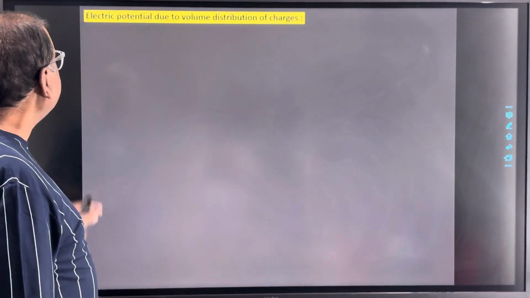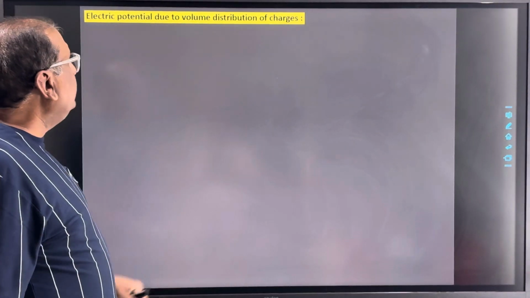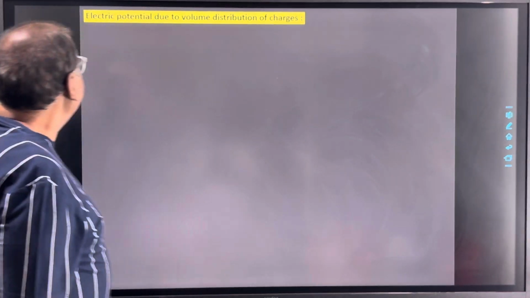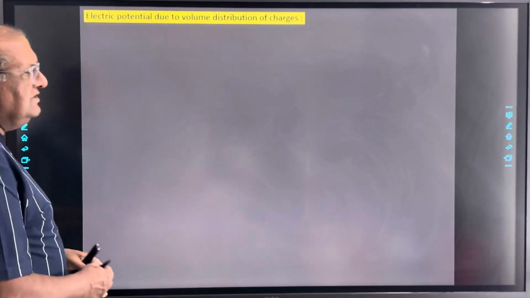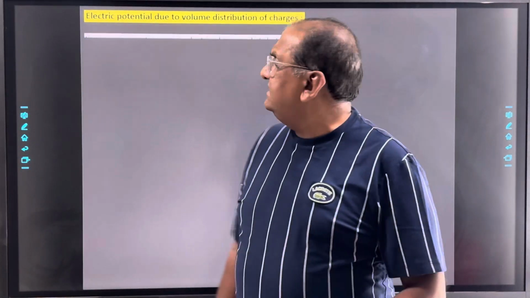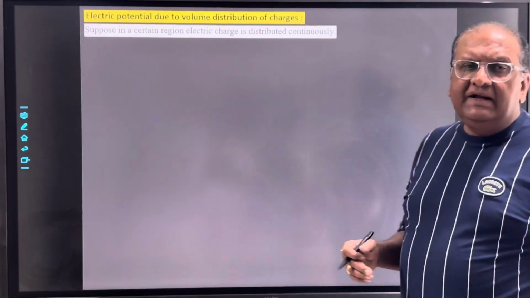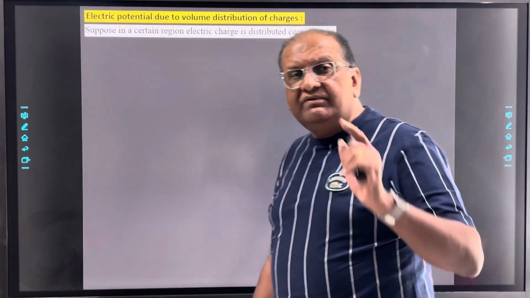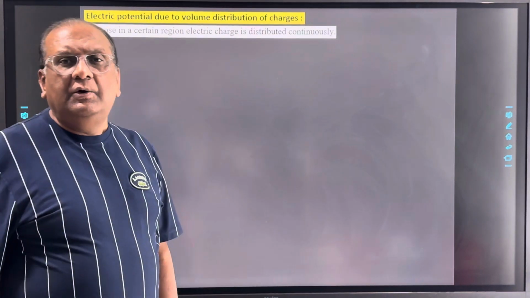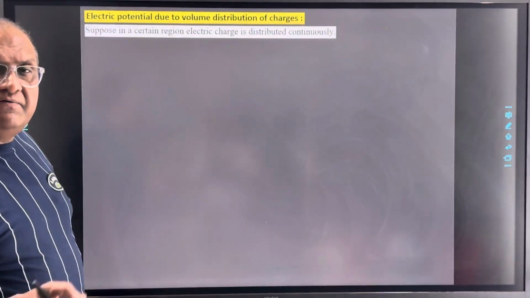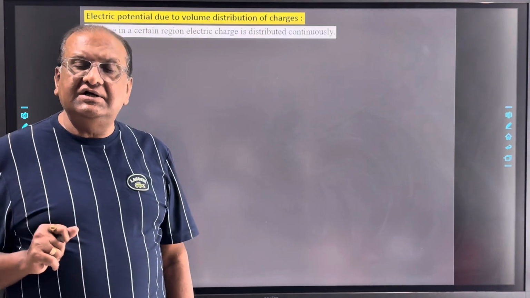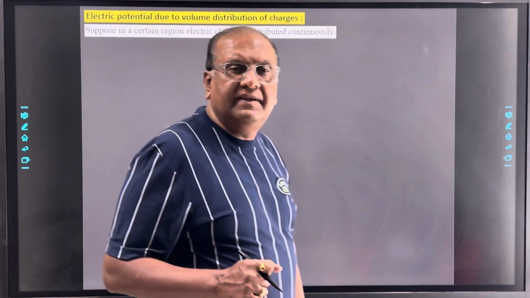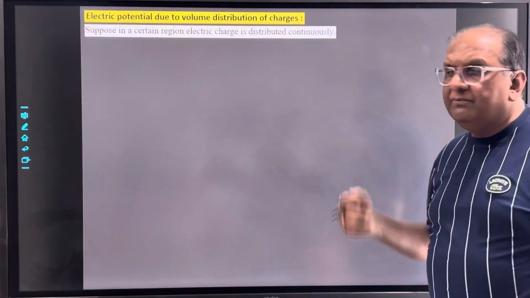Dear students, now next topic, that is electric potential due to volume distribution of charges. Suppose in a particular region the distribution of charges is given to you, and this particular distribution is a continuous distribution. So in the previous chapter we studied about the electric field due to continuous charge distribution, right? So here we can easily understand how to calculate this potential.